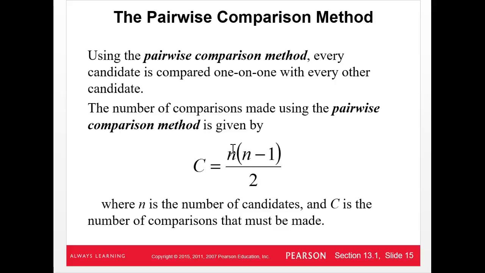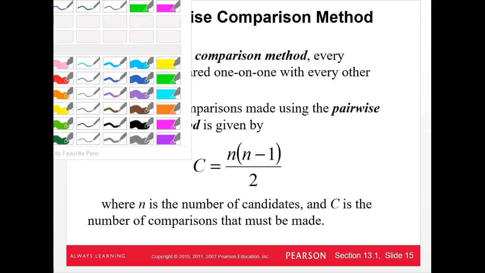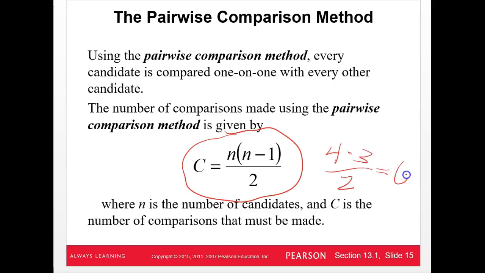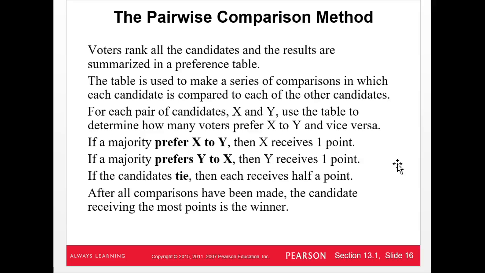This little formula we've got here, this is how many comparisons have to be made for the pairwise comparison method to work. So in what we're doing here, there's four candidates. So this would be four, and then four is n, and then four minus one would be three. So that's four times three is 12. 12 divided by two is six. We'd have to make six different comparisons to be able to do this.